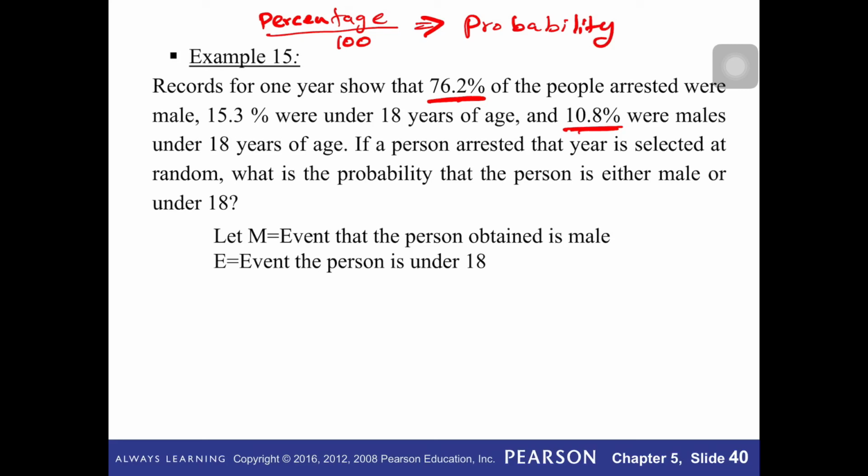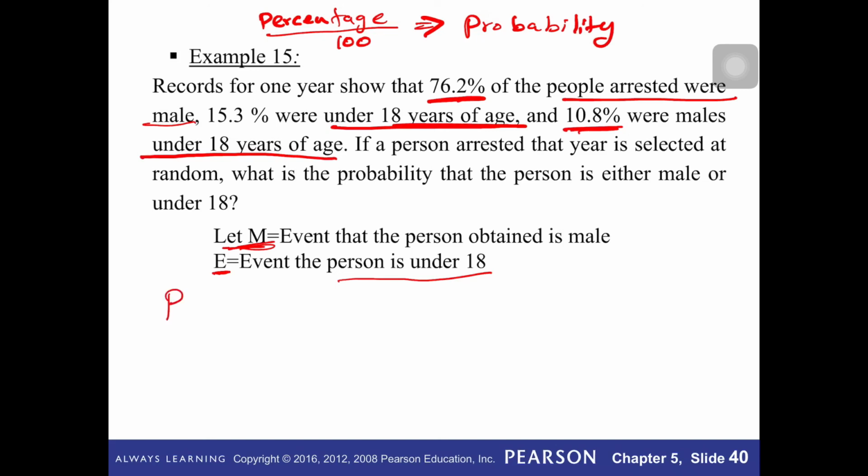Records for only 1 year show that 76.2% of the people arrested were male. Okay, arrested were male. So that we denote by capital M. 15.3% were under 18 years. So event E is person is under 18, and 10.8% were males under 18 years of age. So I think now we have a rough idea what is going on here. 10.8 were males under 18 years old.